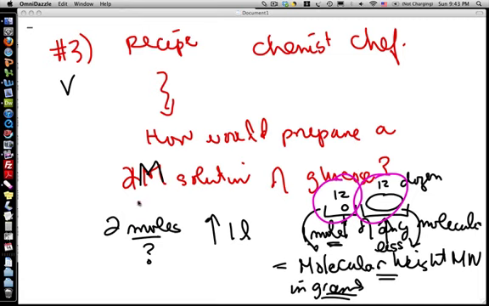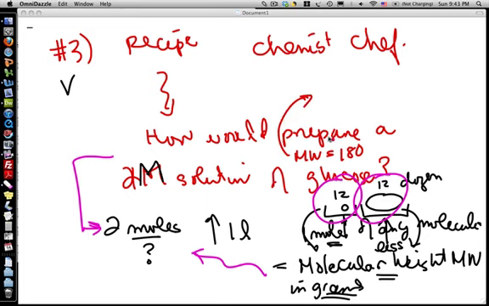And so if it said, how would you prepare a 2 molar solution of glucose? First you'd say, well, I would dissolve 2 moles in 1 liter. And then somebody would say, well, how would you actually do that? And you would say, well, I need to know the molecular weight of the glucose. If that's given in the problem, molecular weight of glucose equals 180, then 1 mole is 180 grams. So 2 moles would be 2 times 180 grams, or 360 grams.